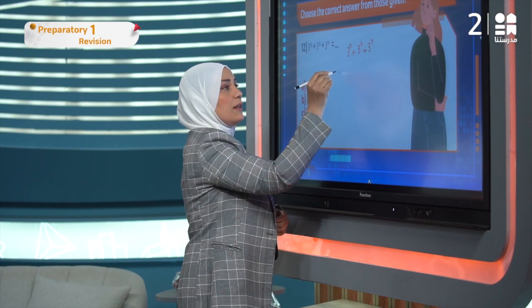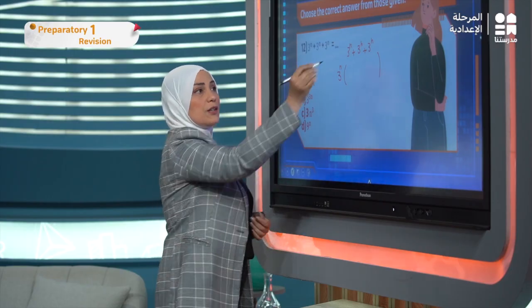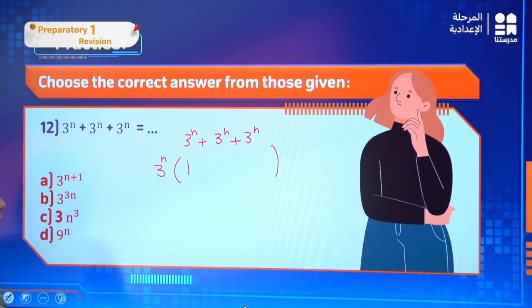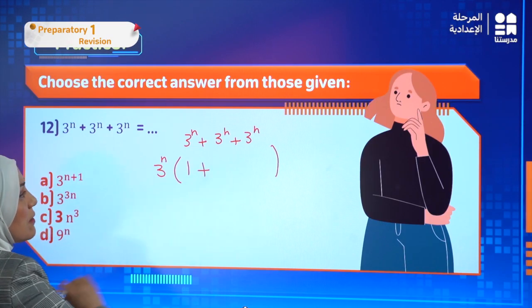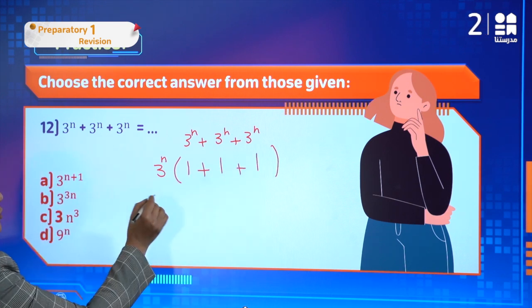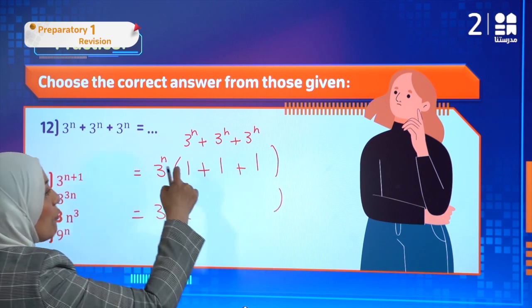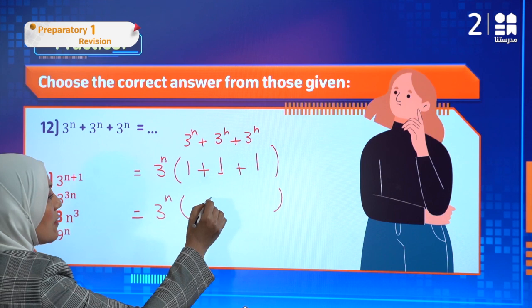We are going to take 3 to the power of n as a common factor. Here the first number we have only 1 as a factor, then plus as it is. Also we have 1, and here we have 1. 3 to the power of n as it is. Inside the brackets we have 1 plus 1 plus 1 equals 3.